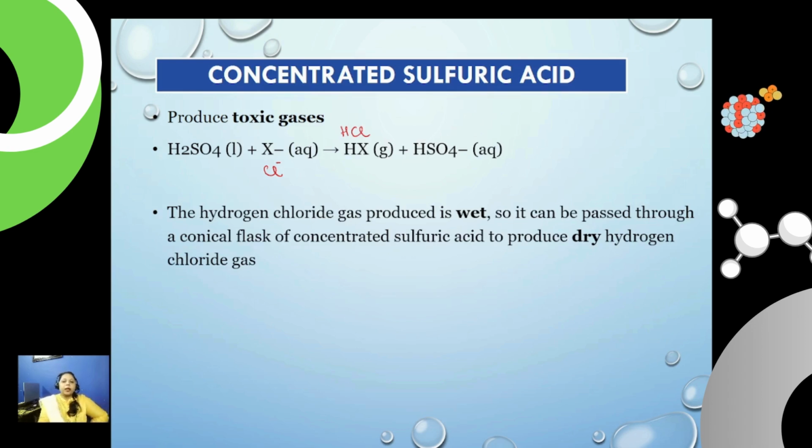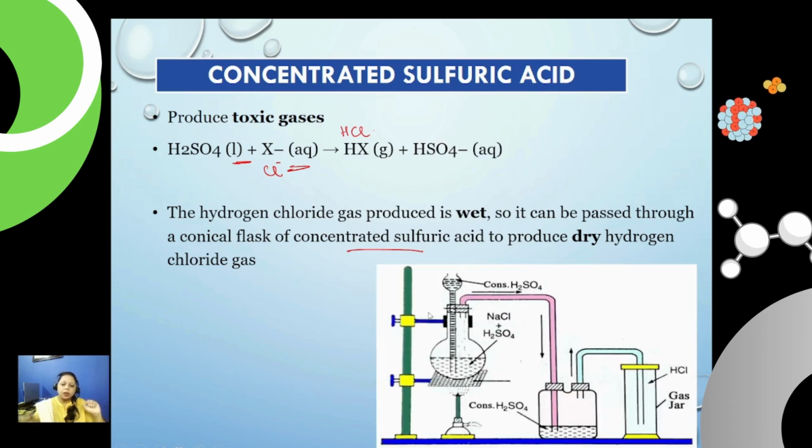The hydrogen chloride produced is wet. So what is the next step? Because it is aqueous, it would be wet. The next step is we add more concentrated sulfuric acid. Concentrated sulfuric acid is a dehydrating agent as well. It dehydrates other compounds. We use it to dehydrate most of the hydrated salts in the lab because it removes water from them. So a simple reaction takes place.